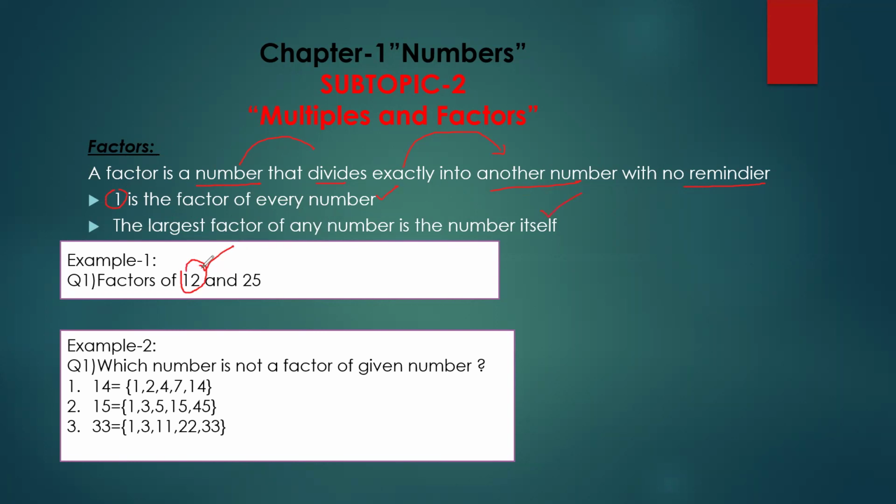Okay, now take an example. The first example is 12. We have to find the factors of 12. Now, a very simple way to remember how to find factors: find two numbers whose product is 12. So when we have 12 ones are 12.